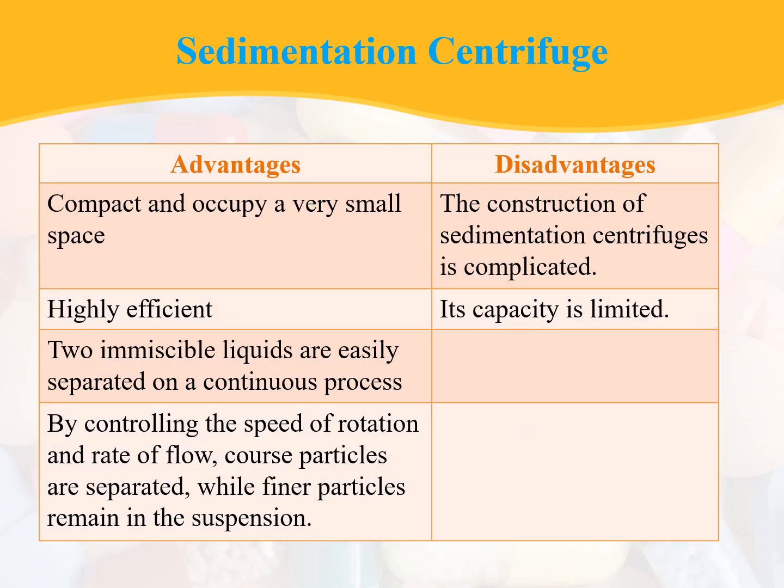Now coming to the advantages and disadvantages. Advantages are that it is compact and occupies a very small space. It is highly efficient. Two immiscible liquids are easily separated in a continuous process. By controlling the speed of rotation and the rate of flow, coarse particles are separated while finer particles remain in the suspension. Coming to the disadvantages, the construction of sedimentation centrifuges is complicated and their capacity is limited.